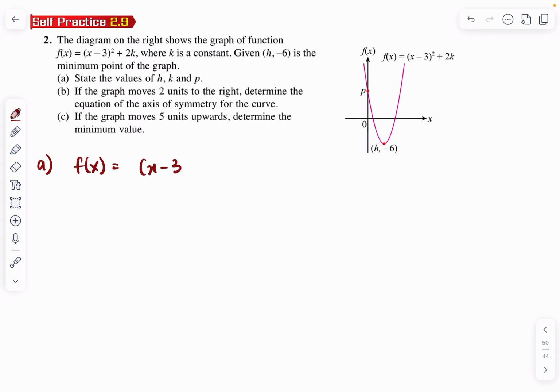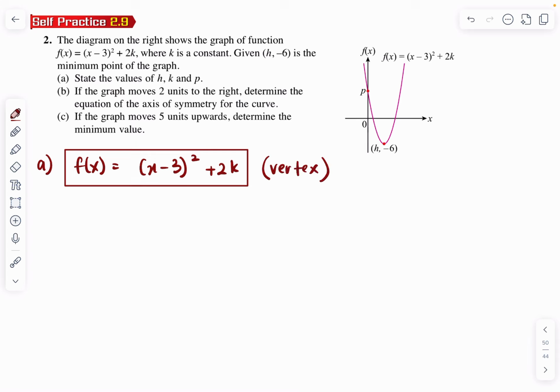is x minus 3 squared plus 2k. So this equation is given in vertex form. Vertex form makes it very easy to find the vertex. The vertex is this, by the way. The vertex is the minimum point. If you have a graph like this, the vertex will be the maximum point. The vertex is basically the turning point, minimum or maximum.